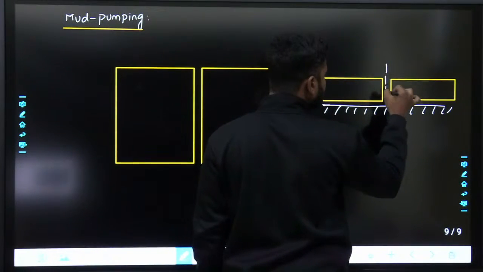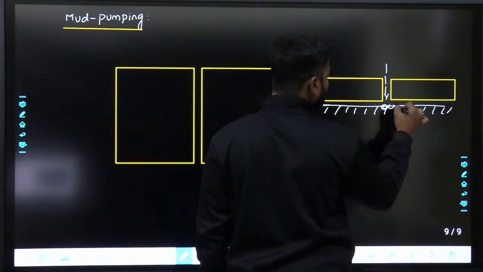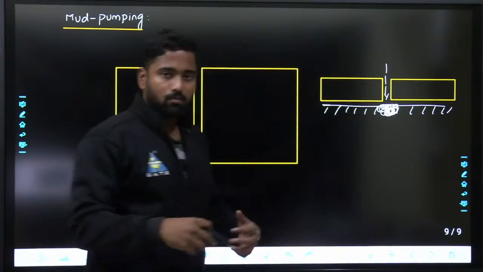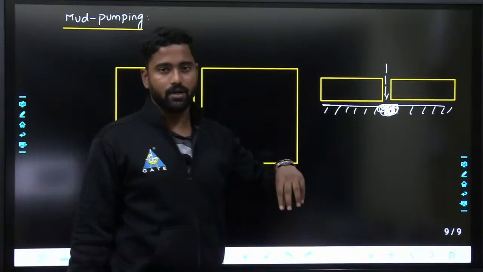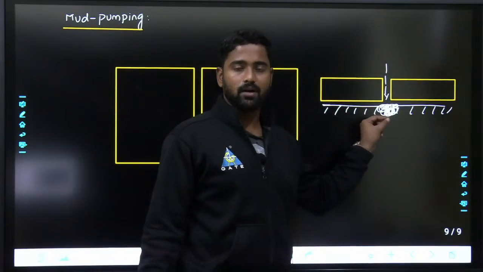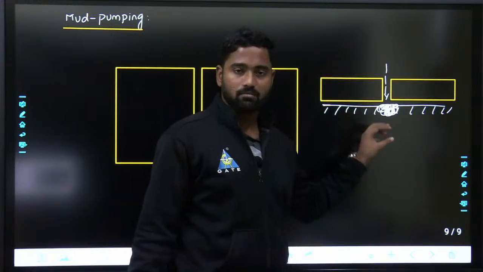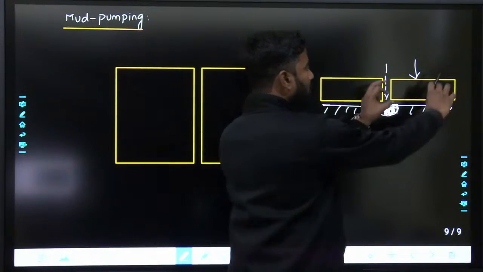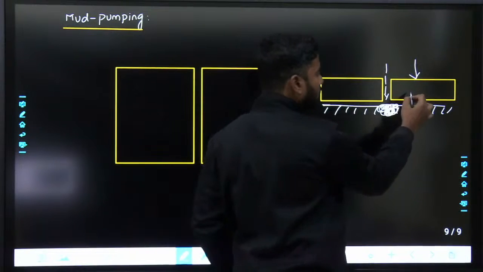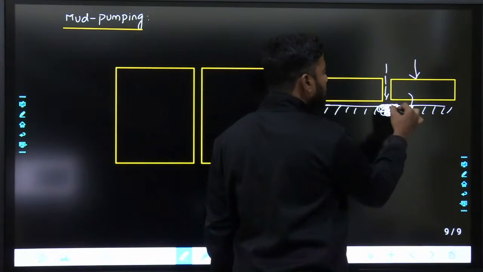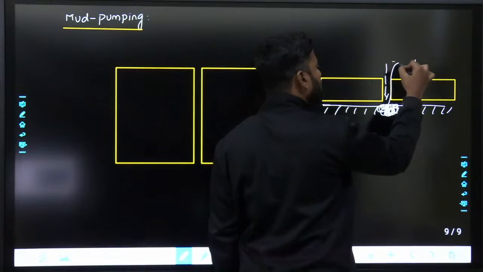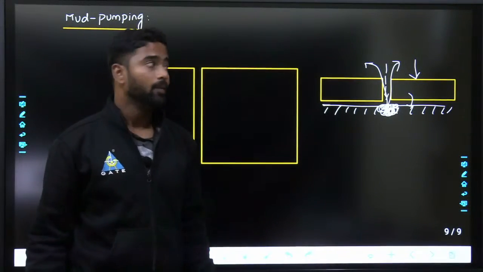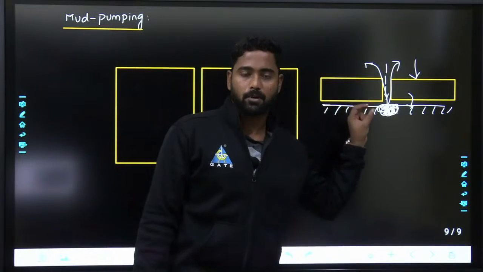When water passes through this, all these things will become mud, right? That means you are adding more water, then dry density will be reduced. So this will become mud, and whenever the load is applied on it, it will try to bend like this. The load will be transferred onto it. During that period, this mud comes out from the joints. That is called mud pumping.